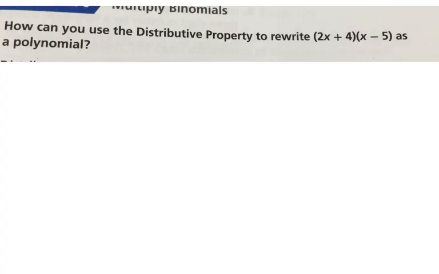So here I'm multiplying polynomials again. This time it's a binomial times a binomial. All right, we're going to multiply 2x plus 4 times x minus 5.